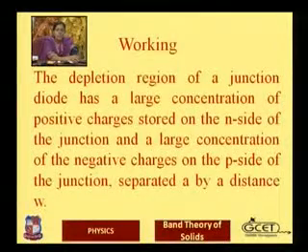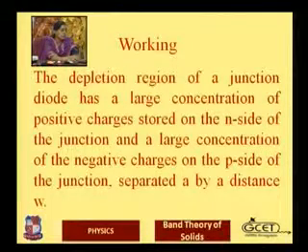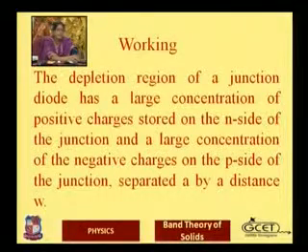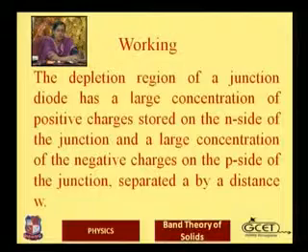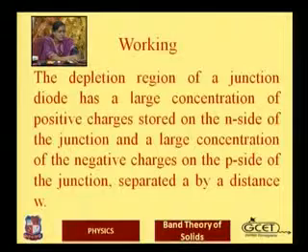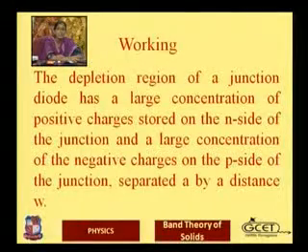Let's see. The depletion region of a junction diode has a large concentration of positive charges stored in the n side of the junction, and a large concentration of negative charges on the p side of the junction. It is separated by a distance w. And what is this distance w? It is actually the depletion region width. This is the simple p-n junction diode basics, right? We know that this occurs.